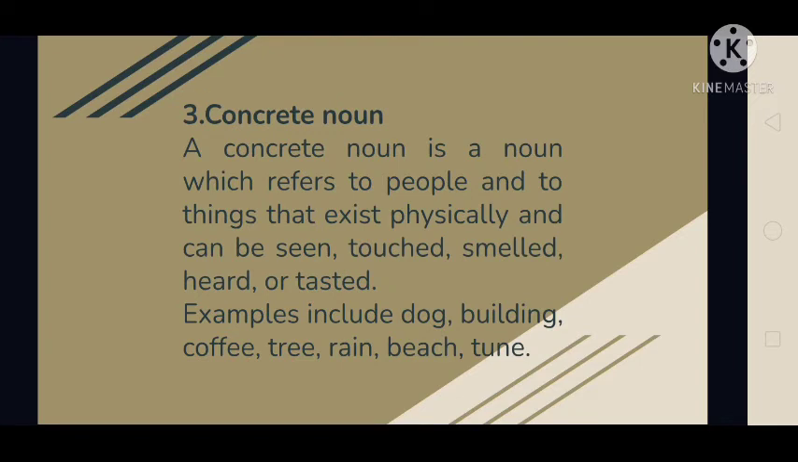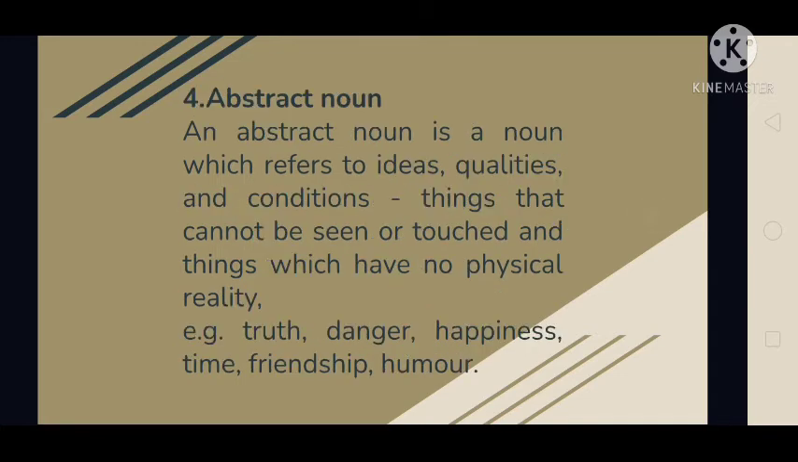Number three, concrete noun. A concrete noun is a noun which refers to people and to things that exist physically and can be seen, touched, smelled, heard, or tasted. Example like dog. Dog is an animal we can touch, we can see. It does exist physically. Building, coffee, tree, rain, beach, tune. We can see, we can touch, we can feel it. Okay, that is a concrete noun.